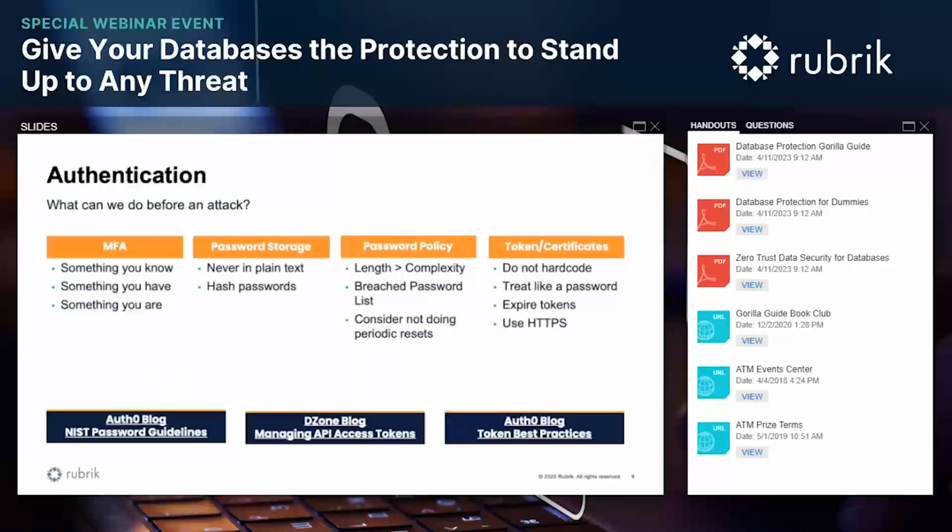Another item to consider is the concept of the breach password list. So you have a blacklist of passwords that have been compromised. And when a user goes to set their password, you compare that against this blacklist. If it matches an entry on the blacklist, the password's denied, the user has to select a new password.